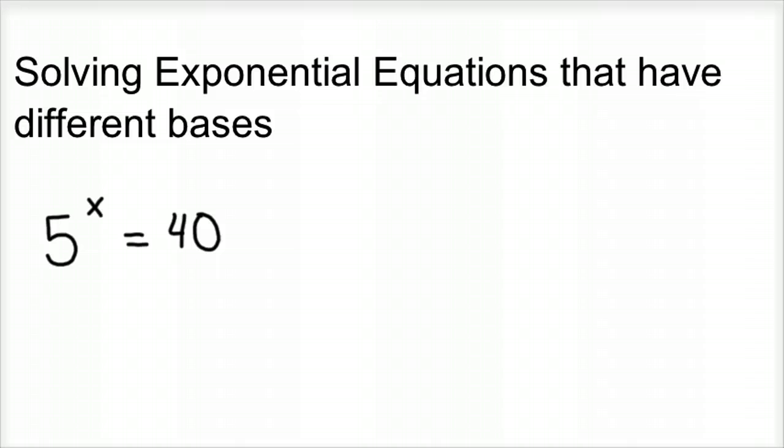You might just give yourself a chance to take a look at this problem and try some numbers and see what works. Guess and check is not always a bad thing. So let's estimate an answer quick. Well, 5 squared is 25. 5 cubed is 125. So x has to be in between 2 and 3. So we know our answer is like 2 point something.